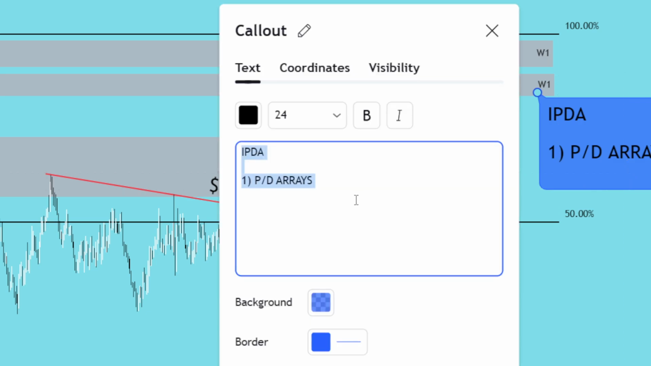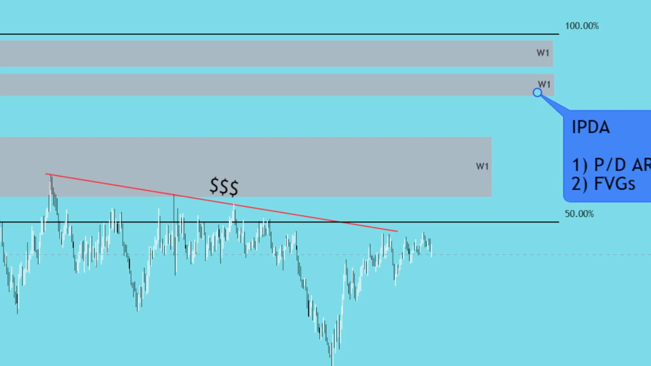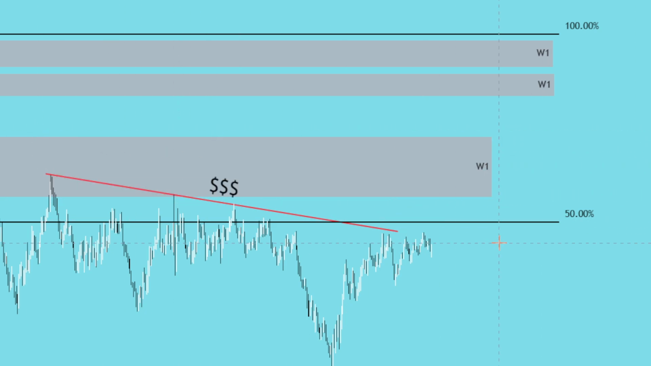Premium and discount arrays. The second thing IPDA will look for is fair value gaps in the market, right? FVGs. FVGs are very important, right? Fair value gaps, inefficiencies. So we have buy-side liquidity and we have PD arrays. So IPDA targets PD arrays and fair value gaps, also targeting liquidity pools as well. So these are the three things that we need to have in mind.